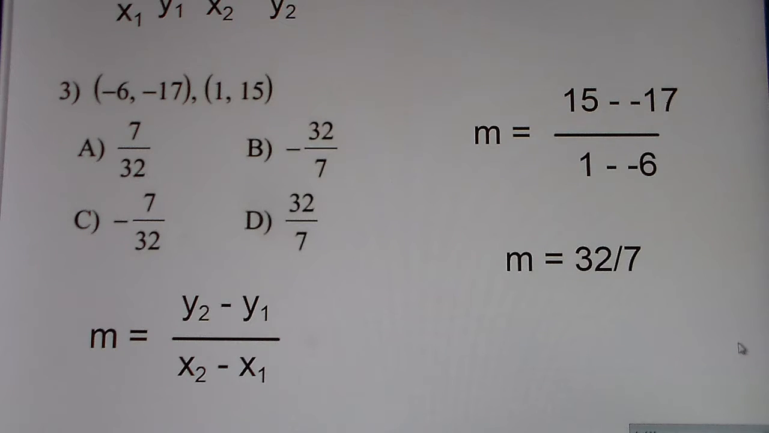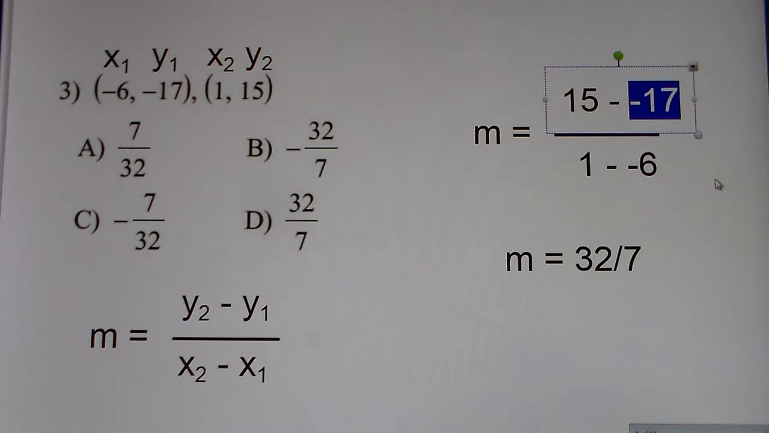Problem number 3. We have negative 6 comma negative 17 and 1 comma 15. Negative 6 is our x1. Negative 17 is our y1. Our x2 is 1. Our y2 is 15. We use our slope formula because our goal is to find the slope. We plug them in. y2 is 15 minus my y1, which is negative 17. This right here, that is my y1, negative 17.